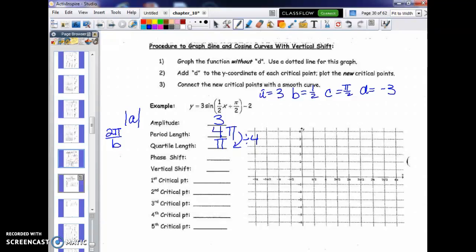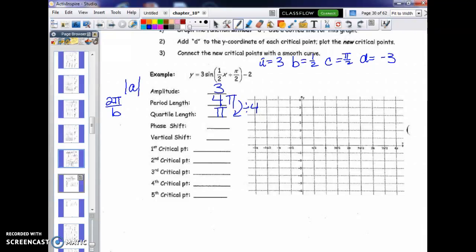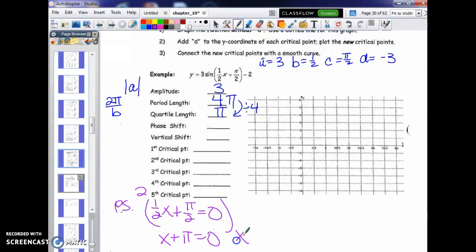Phase shift. Phase shift is the new stuff that we just learned in the last section. I'm going to call that PS down here. To determine the phase shift, you're going to take whatever is in parentheses and set it equal to 0. For this, I'm going to multiply everything by 2 to clear the fractions. So I get left with x plus pi equals 0. So x is going to give us negative pi. Alright, great. So my phase shift is negative pi. My vertical shift, hopefully I can identify that here as negative 2.